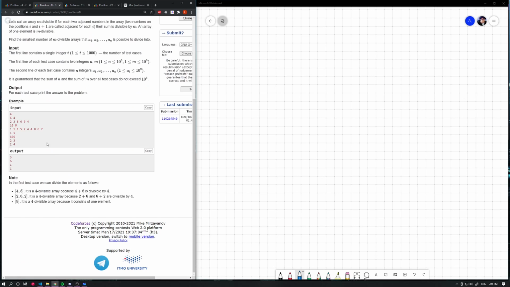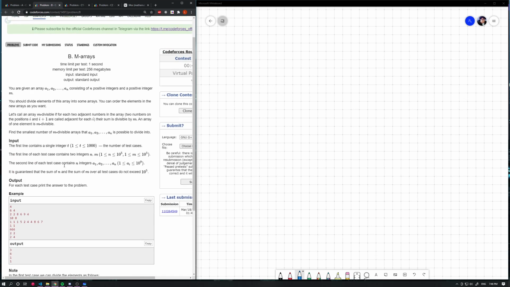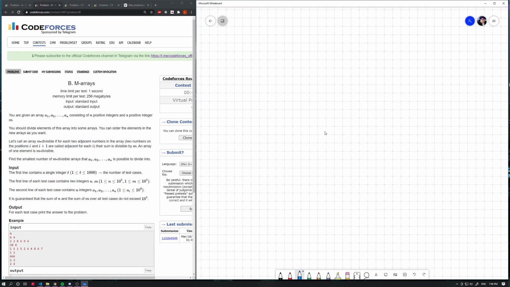And so if we look at this example, this is their array, and then here they broke it up into these three subsequences. They picked 4 and 8, and m here is 4, so 4 and 8 work because 4 plus 8 is divisible by 4. 2, 6, and 2 work because 2 plus 6 and 6 plus 2 are divisible by 4, and then 9 works because it's of size 1, right? So yeah, that's the problem statement.